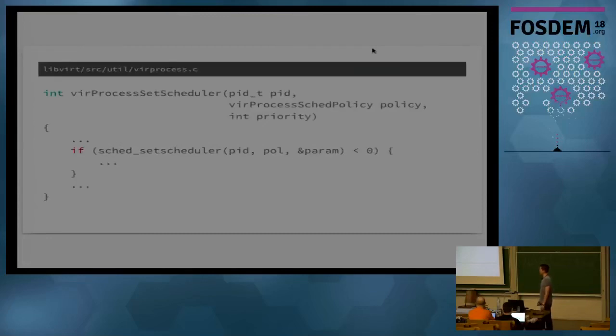How that works under the hood is, again, another kernel function. The previous one was set affinity. This is set scheduler. And as the name suggests, you pass in a process ID and you tell it what scheduler policy you want to be applied to that process ID. And various magic will happen, and that will get applied.